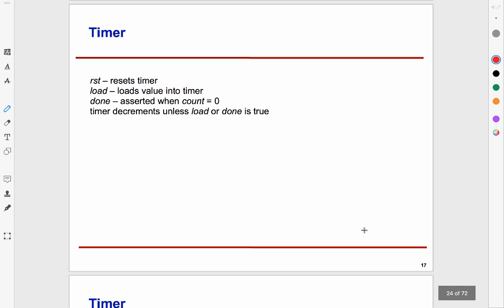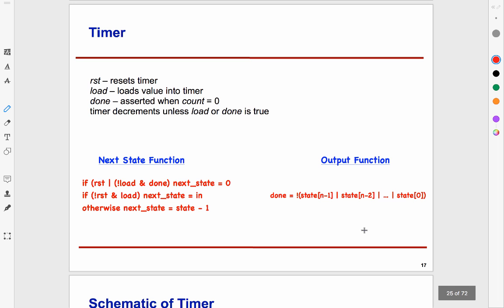So let's see how we might approach this. Let's think about what the possibilities are. One is I want to make the next state 0. Another is I would like to make the next state whatever is on the in bits. And finally, the third case is that I would like to make the state be state minus 1. So that's the decrementing part.